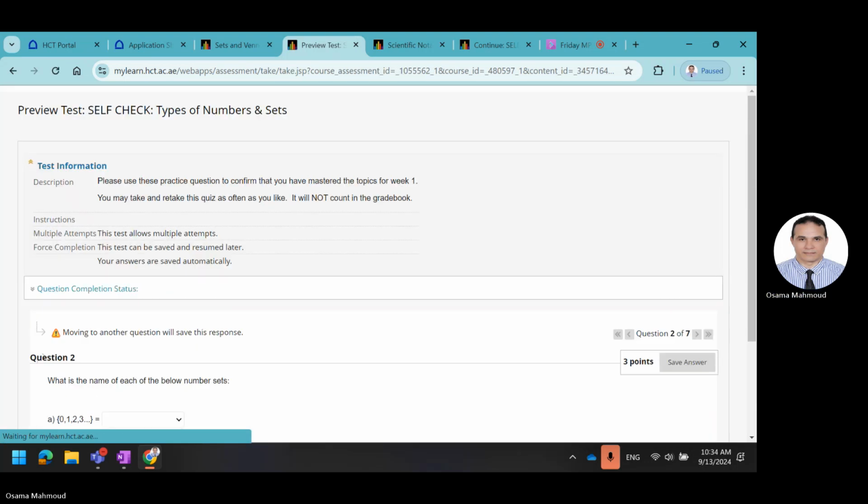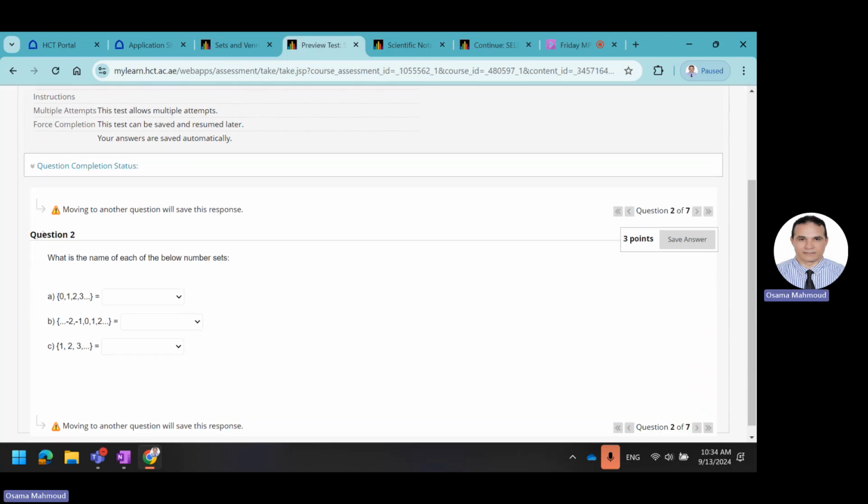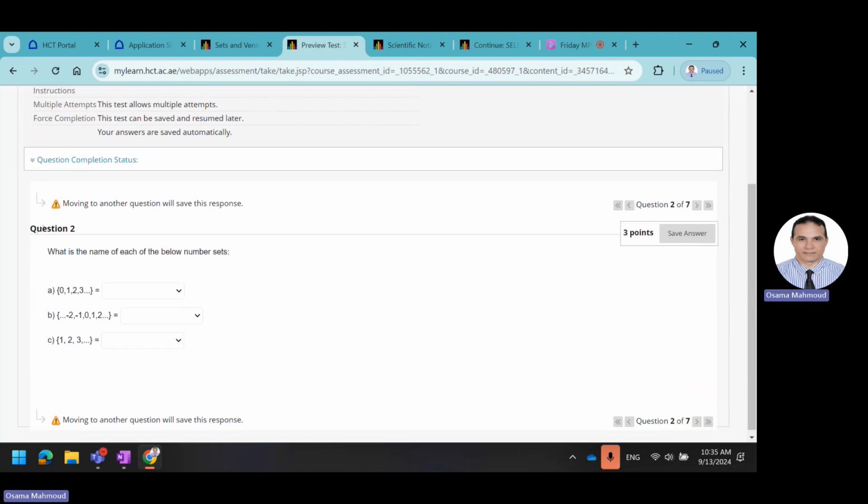Okay. You can go for another example here, right? This set 0, 1, 2, we call it what? Whole numbers, right? This one with negative and positive, we call it what? Integers. So you have to know the names of these sets. This set is the natural numbers, right? Okay.